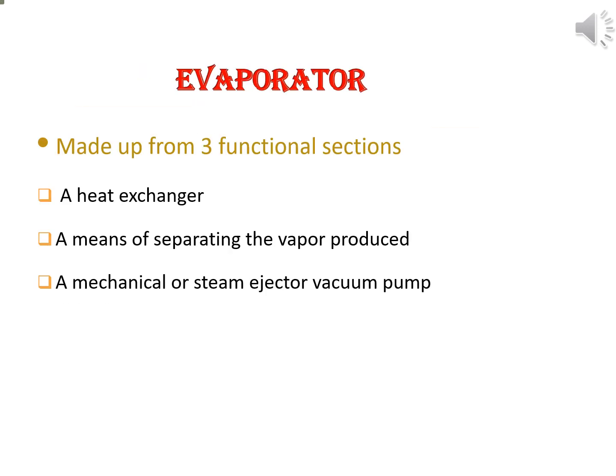Now, let's discuss different parts of an evaporator. Here, an evaporator is made up of three functional sections. They are a heat exchanger, a means of separating the vapor produced, and a mechanical or steam ejector vacuum pump.